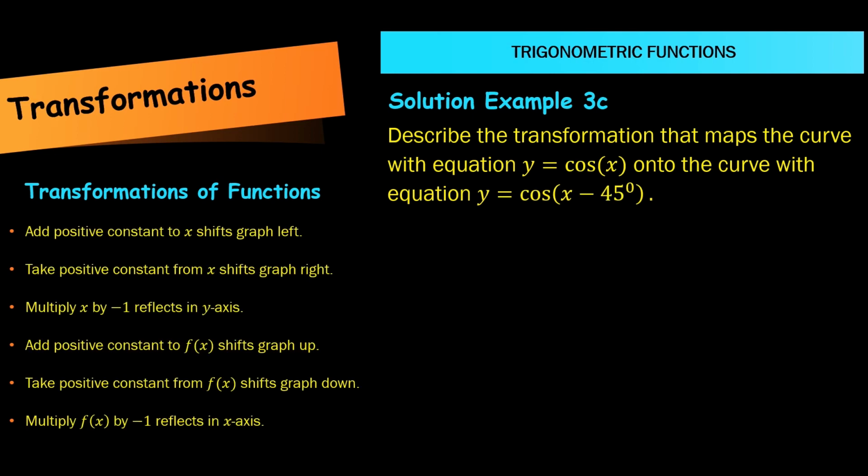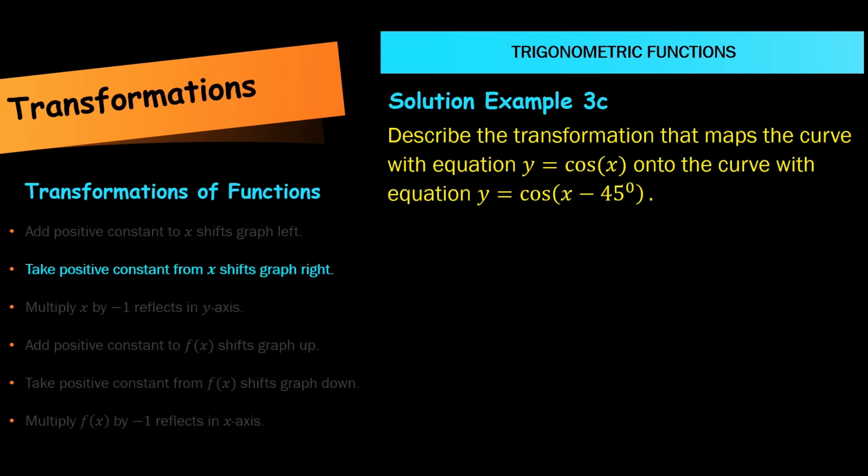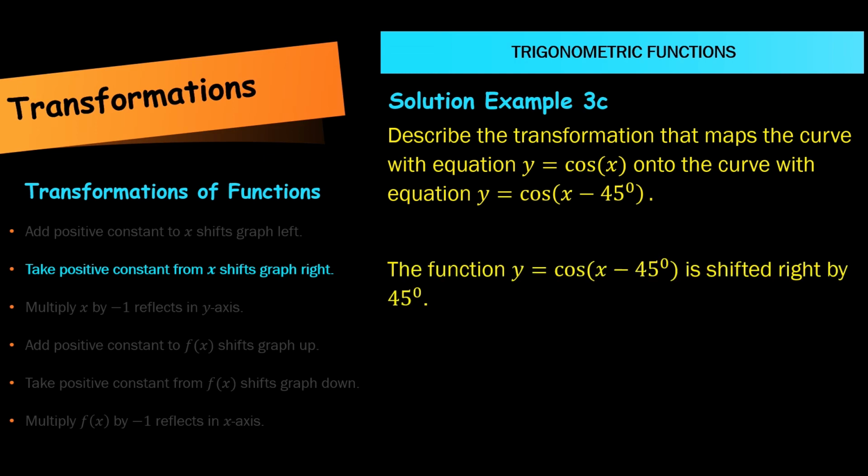What about example 3c? We are required to describe the transformation that maps the curve with equation y equals cos x onto the curve with equation y equals cos of x minus 45 degrees. So here we've taken a positive constant from x, so this is going to shift the graph to the right. So in our example, the function y equals cos of x minus 45 degrees is a shift to the right by 45 degrees.